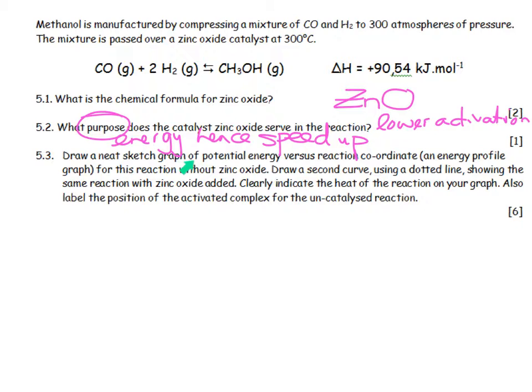Then it says draw a neat sketch graph of potential energy versus reaction coordinate for this reaction without zinc oxide. Draw a second curve using a dotted line showing the same reaction with zinc oxide. Clearly indicate the heat of the reaction on your graph. Also label the position of the activated complex for the uncatalyzed reaction. So the first thing is we need to know what to label. That's potential energy and that's reaction coordinate.